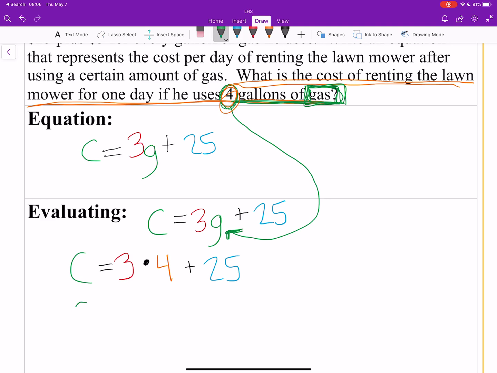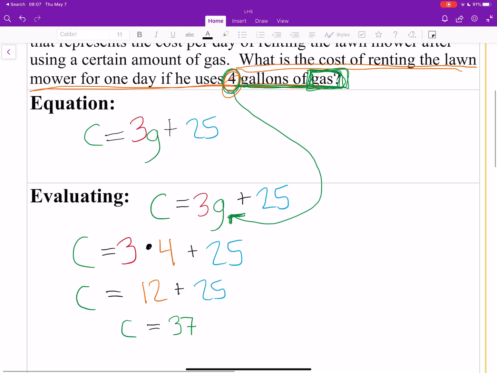I'm going to bring my C down, because we want to know what C equals. We're saying, hey, what does C equal? Let's do order of operations. I've got multiplying and adding. Multiplying comes first in PEMDAS. 3 times 4 is going to get us 12. And then bring down my plus 25. Now all I need to do is 12 plus 25, and that's going to get me 37. So C equals 37. So that means the cost is $37.